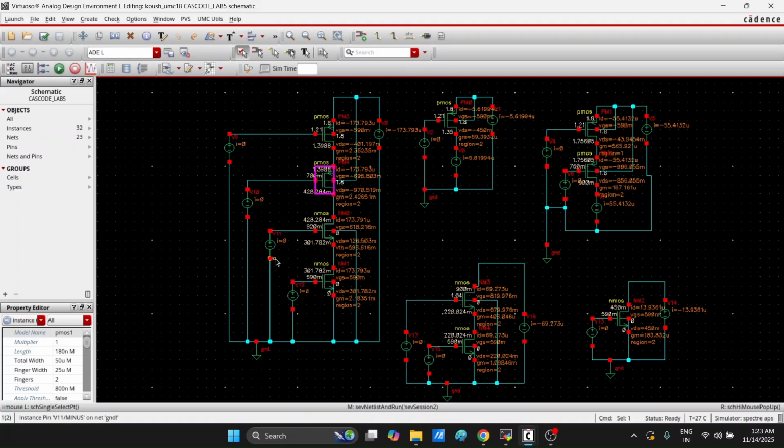Also we can see that we are getting a current of about 170 micro. The drain current of the circuit is 170 micro. This is in our desired range between 150 micro to 180 micro. If we want more current, then we have to make the width larger.